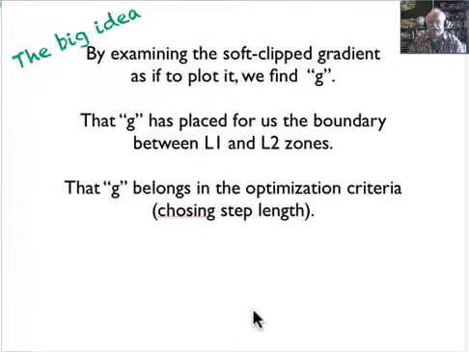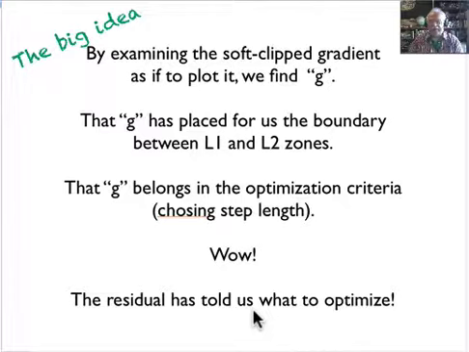Now that value of G also belongs in the optimization criteria. In other words, it not only comes about with the gradient, scaling the gradient, getting the right place there, it also comes about in choosing the step length. How far do you want to go? So that's amazing because it says the residual itself is telling us what we want to optimize. So that's the big idea. Wow, we guys used to have to pick that out on our own a priori.